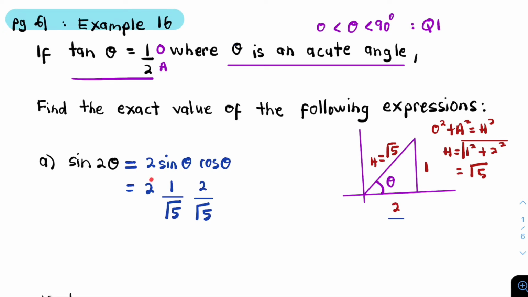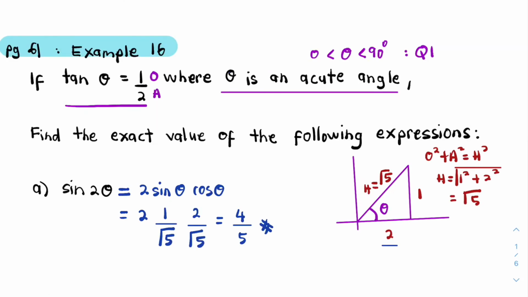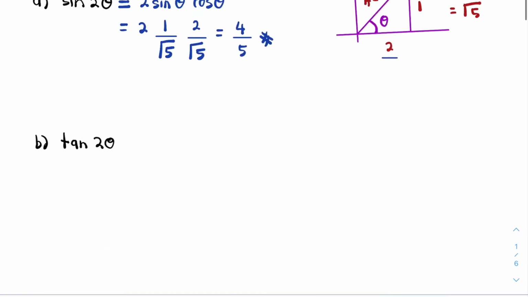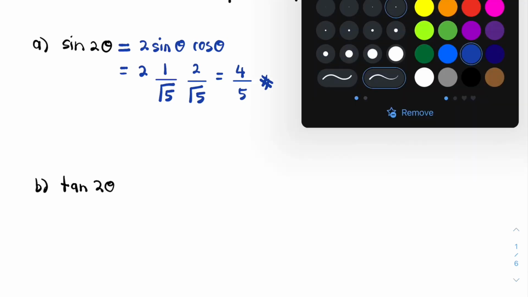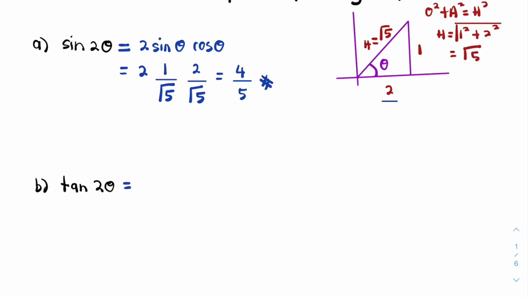So 2 multiplied by 2, you get 4. Square root 5 multiplied by square root 5, you get 5. So the final answer would be 4 over 5. That is going to be your final answer. Now let's move on. The second question asks for tangent 2 theta. Again, just rewrite your formula from the formula list, which is 2 tangent theta over 1 minus tangent squared theta.